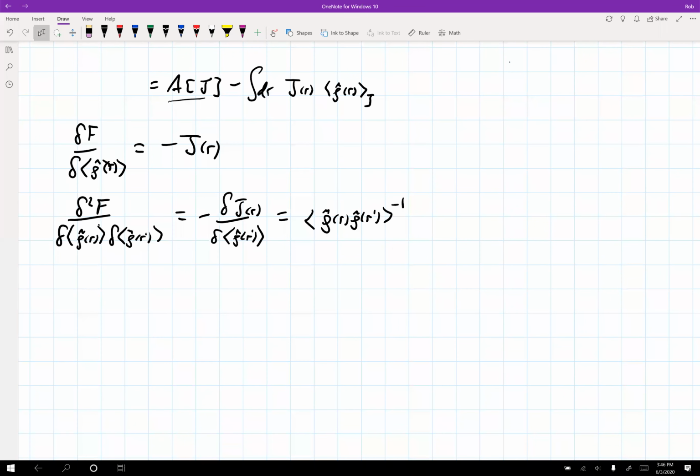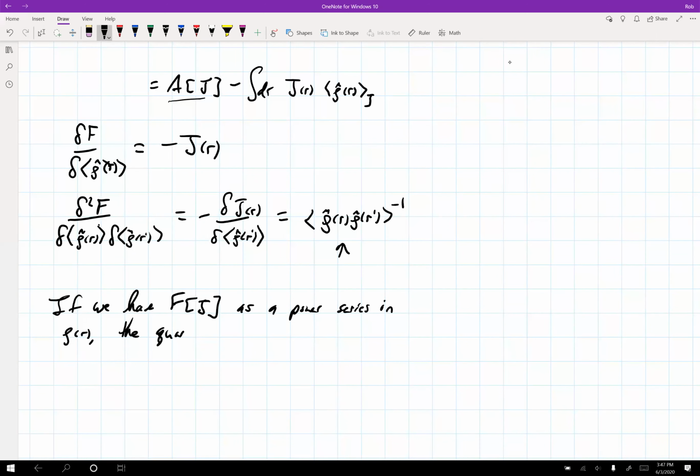And so the key thing here is that if we have f of rho expressed as a power series in rho of r, the quadratic term is going to be related to this 2-point density correlation function, which is the static structure factor. Right, so as a power series in rho of r, the coefficient of that quadratic term is going to be related to S of k, the static structure factor.